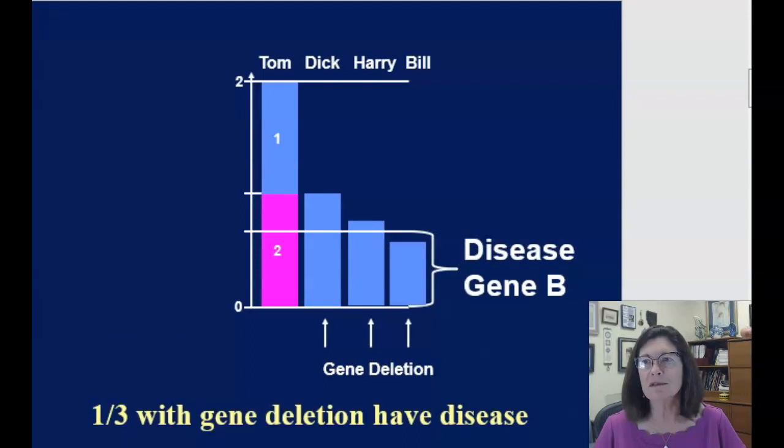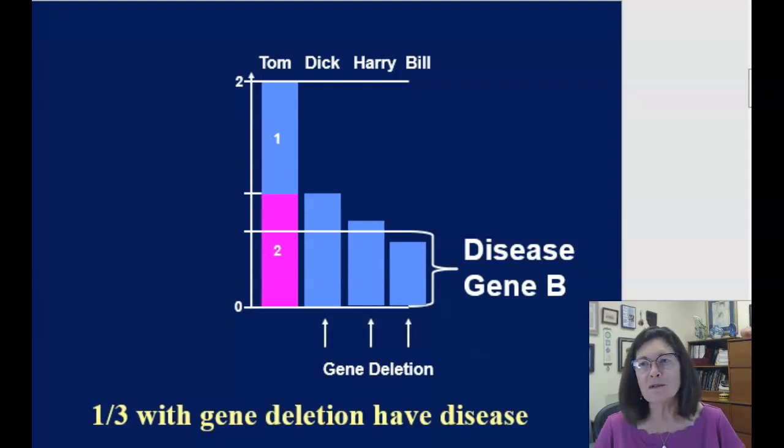Here we have another gene, disease gene B, and this is what we see more often. Again, Tom has 2 copies. Dick, Harry, and Bill each have a deletion of 1 copy, the pink copy. It's gone. But interestingly, and this is probably what we have most of the time, Dick has a perfectly average copy, but Harry and Bill have variants in their existing copy, or mutation, however you want to talk about it, and it makes a little less than normal.